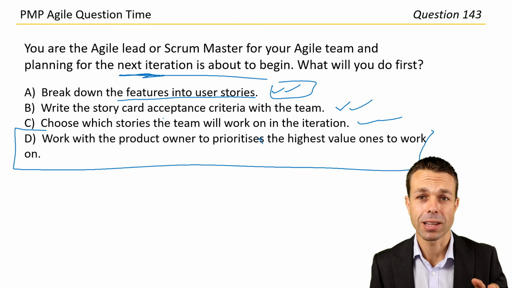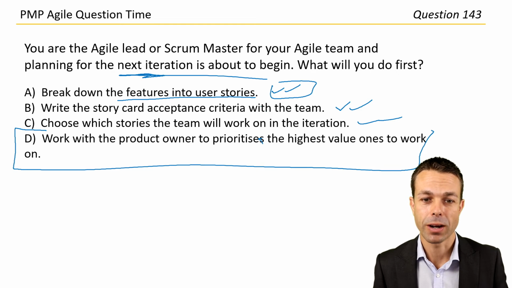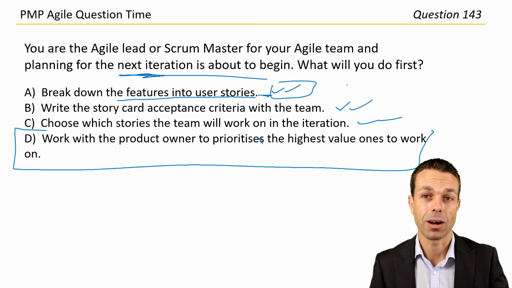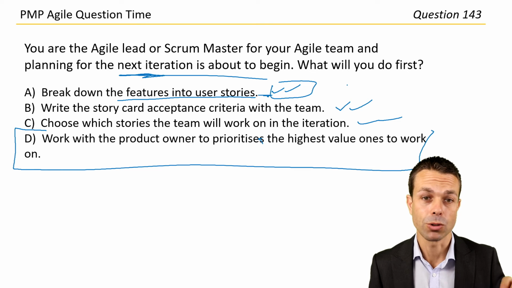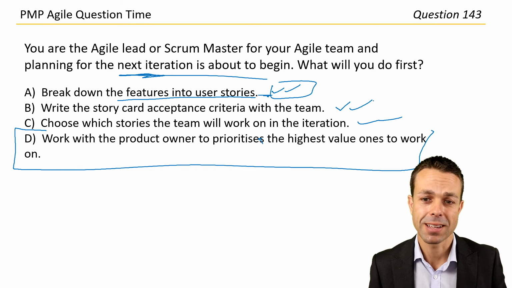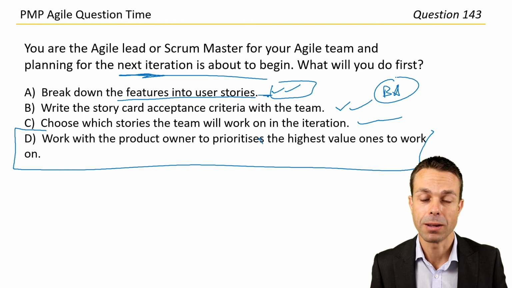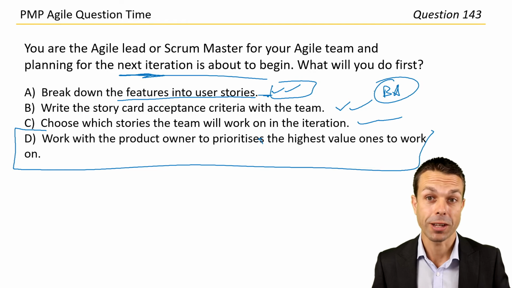Because we're the Agile lead or the Scrum Master, we may not necessarily break those features down into stories. That's done by the development team and our business analysts, and the product owner will work with them to do that. We won't write the story card acceptance criteria, because that's done by the business analysts with help from the developers and testers and the product owner again.